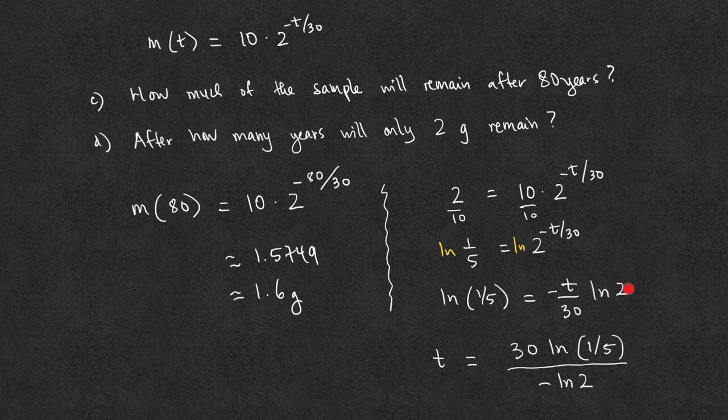And so we undo everything and just leave t alone. Put this in a calculator, we will see that this is roughly 69.658, or simply 69.7 years. After 69.7 years, or almost 70 years, there will be 2 grams remaining.